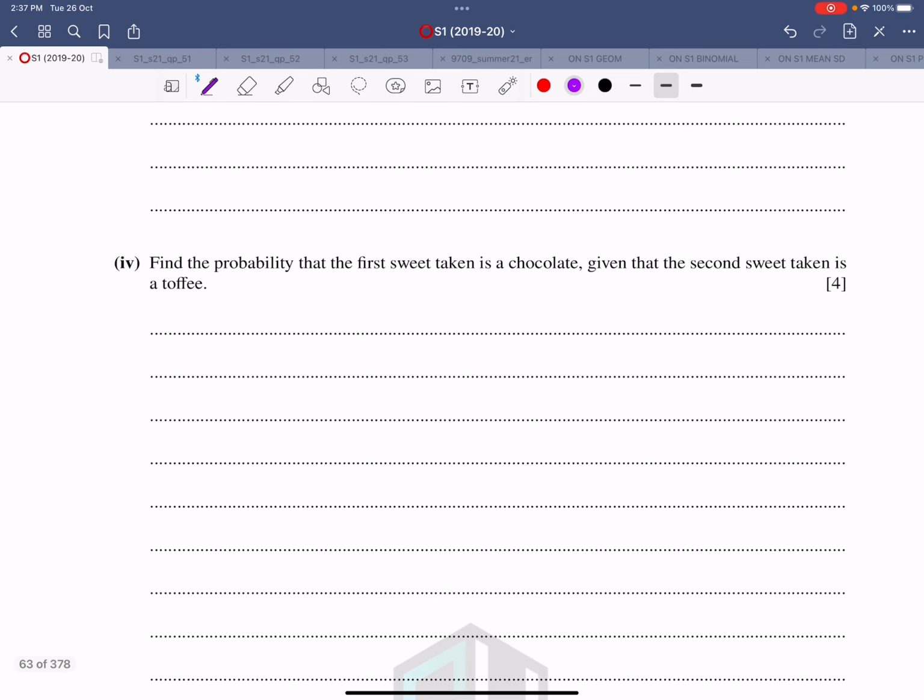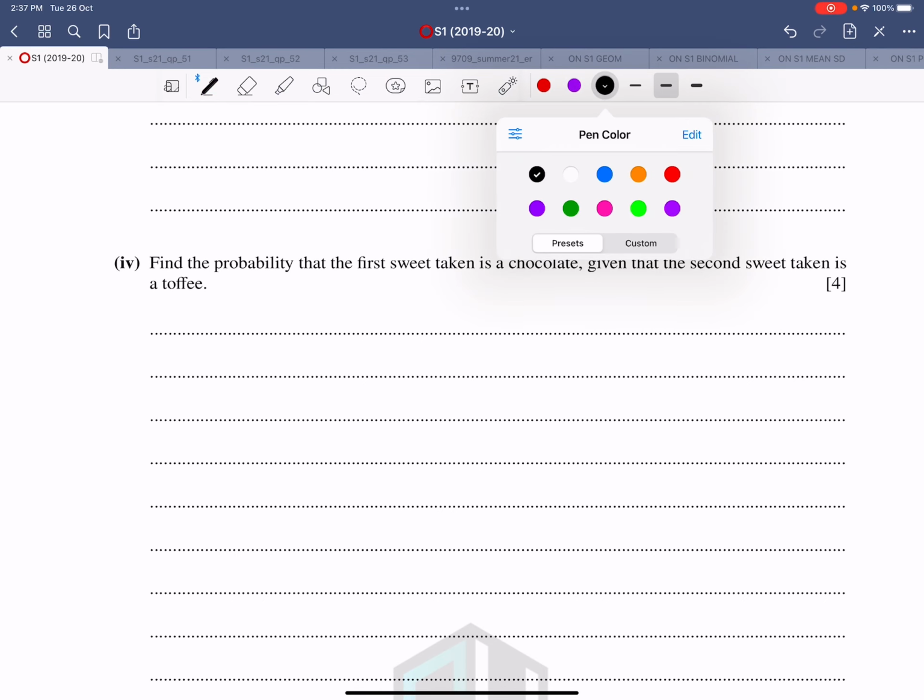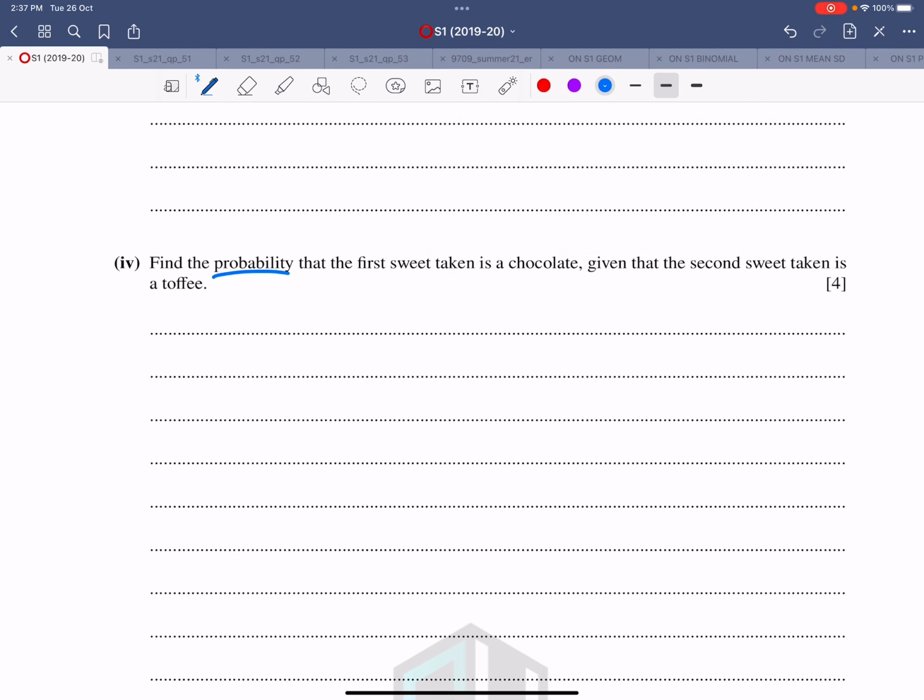Now the very last part. What does this part say? Now the question says, find the probability that the first sweet taken is a chocolate given. Given means it's a question of conditional probability. And this is the condition. What comes after given? Given that the second sweet taken is a toffee. So second sweet is a toffee. There are two options. So it could be chocolate toffee or it could be toffee toffee.